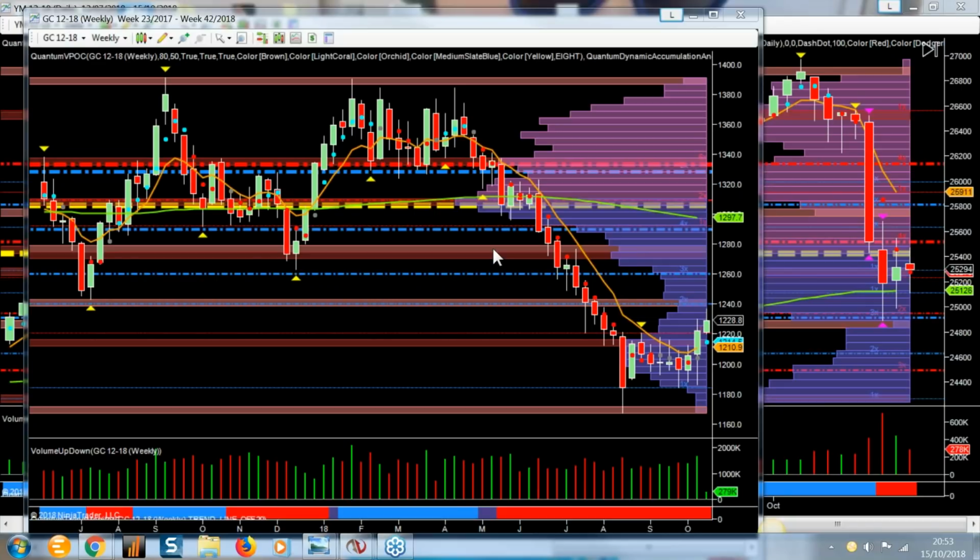Is it in a trend? Is it in a congestion phase? Because that will also dictate the type of tactics that maybe you're going to deploy in the faster time frames, and also what kind of trading day you're likely to have. And the gold chart on the week was just a fantastic example.